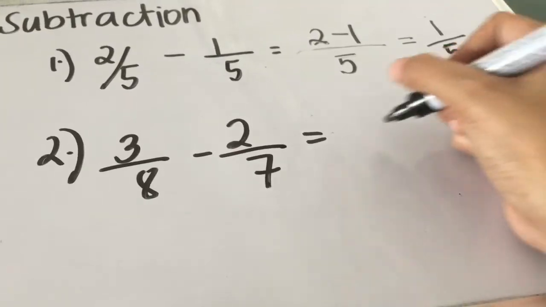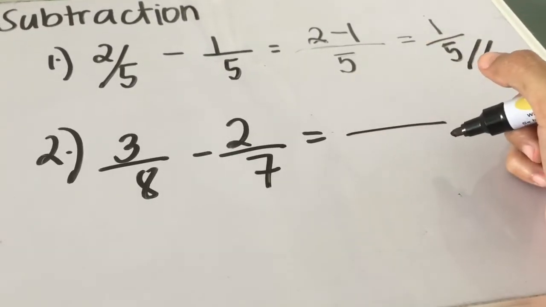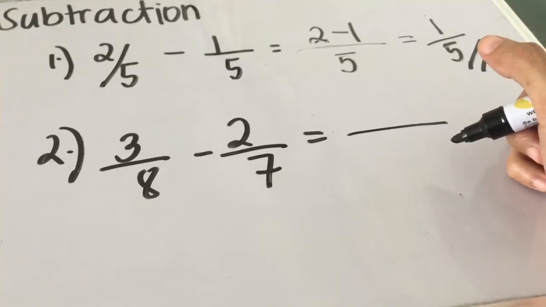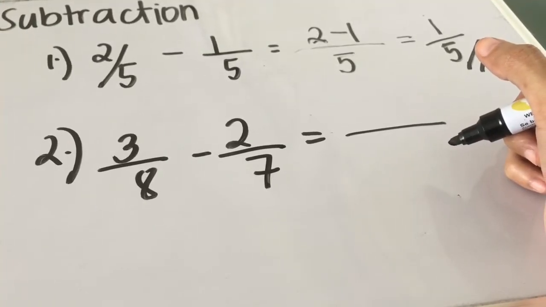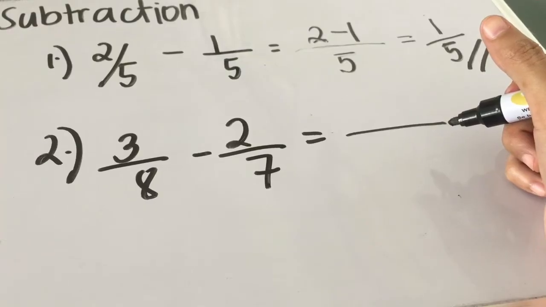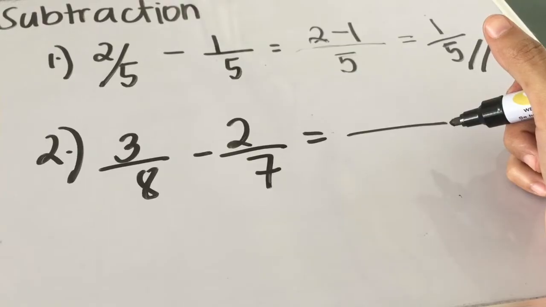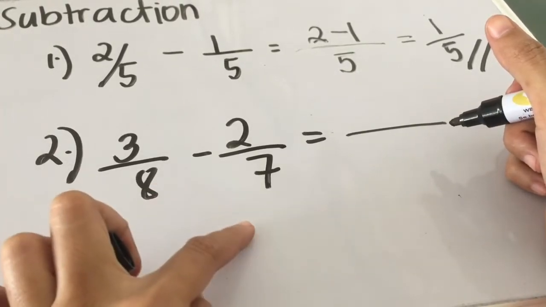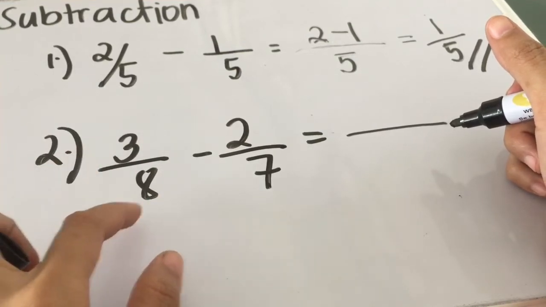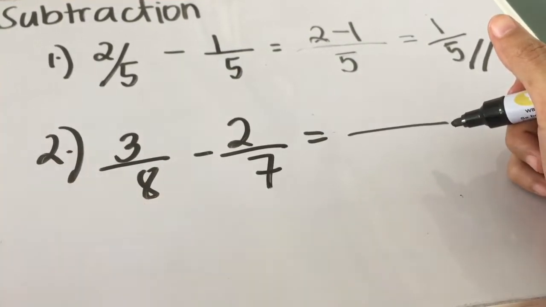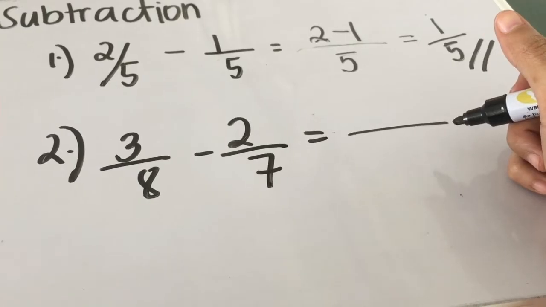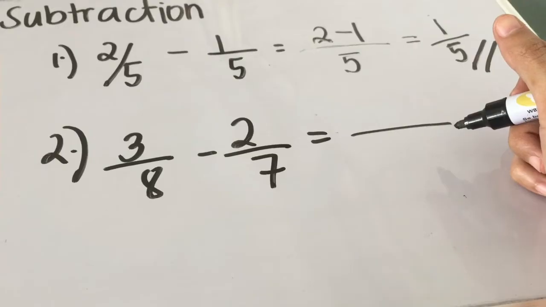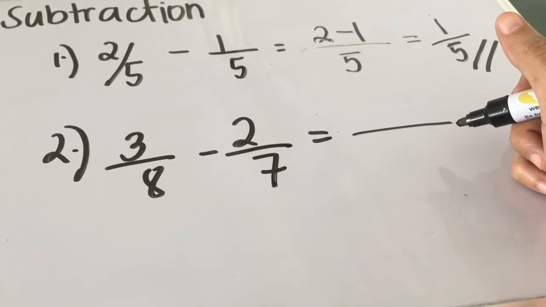Sa number 2 naman, we have different denominators, so we will find the least common factor ng 8 and 7. So, when you say least common factor ng 8 and 7, find a number, lowest number, na pwede siyang i-divide sa 8 and 7. It is divisible by 8 and it is divisible by 7. So, we have our least common factor for 8 and 7.